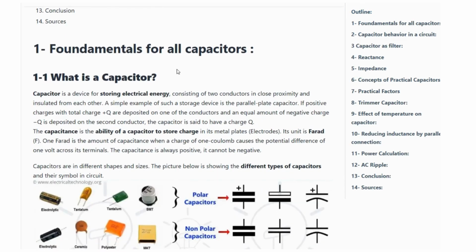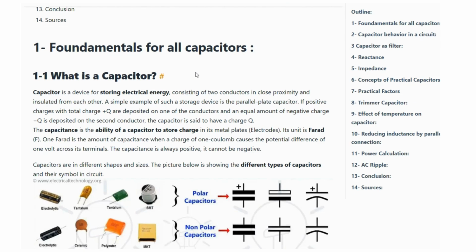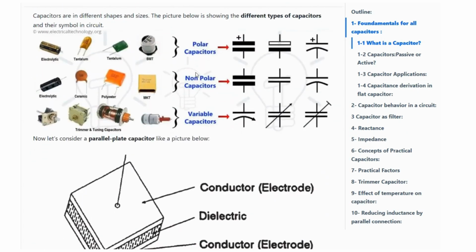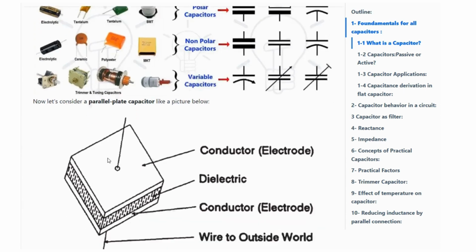First of all, I want to talk about the fundamentals of capacitors. First, what is a capacitor? A capacitor is a device for storing electrical energy consisting of two conductors in close proximity and insulated from each other. In this picture, you can see the different types of capacitors. First of all, we have polar capacitors. Next, we have non-polar capacitors. And the third one is variable capacitors, like trimmer capacitors.